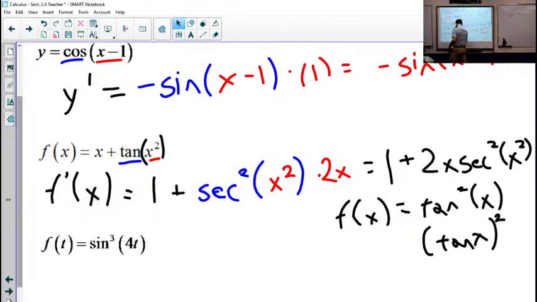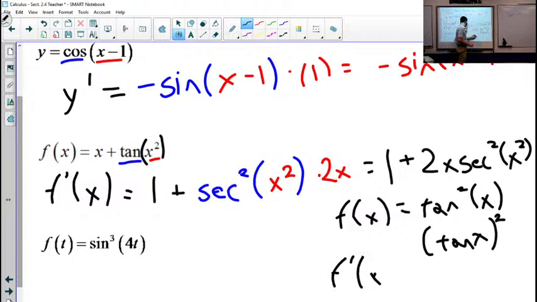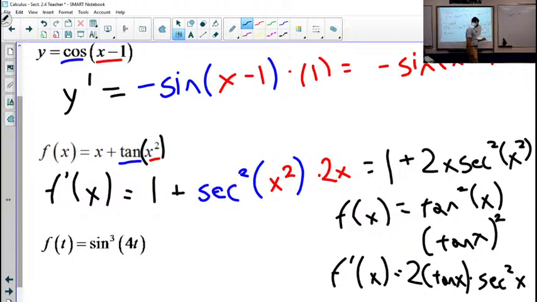That derivative would be the outside derivative of the inside function. So the outside derivative would be derivative of x squared is 2x. So 2 times tangent of x times derivative of the inside part. Derivative of tangent of x is secant squared of x. So 2 tangent of x secant squared of x. So make sure you keep straight which is the innermost function, which is the outermost function. And work from outside to inside.